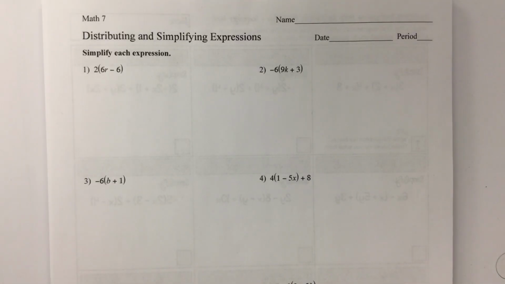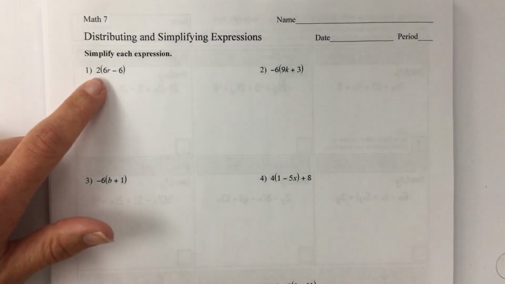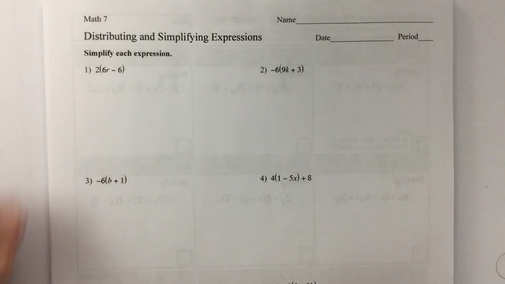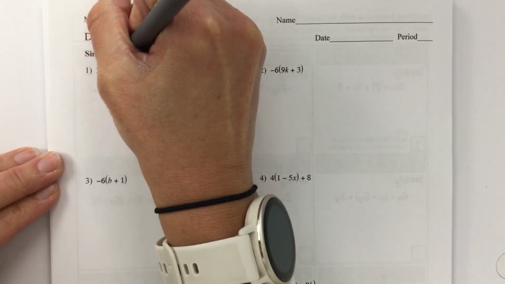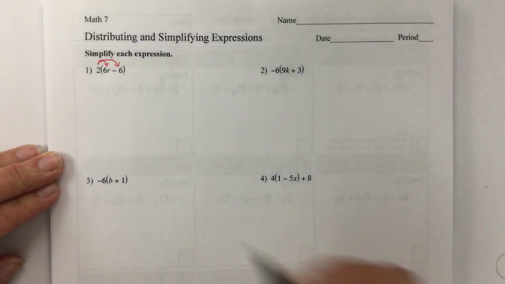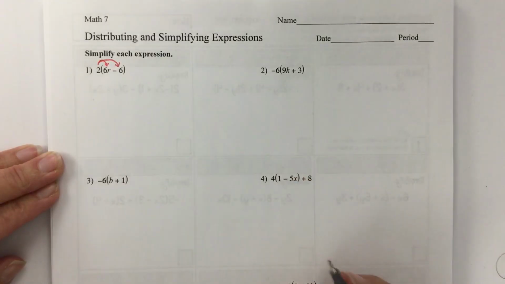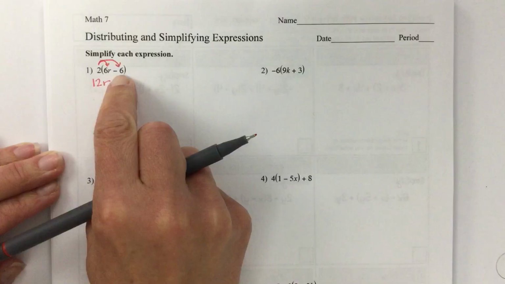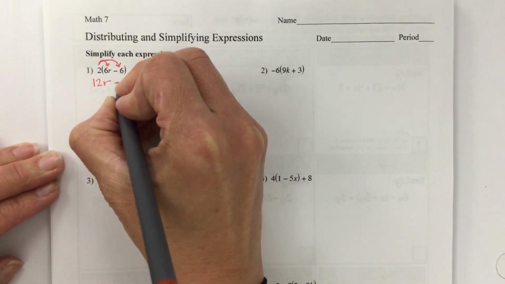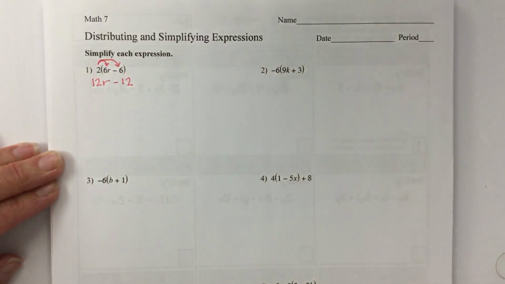Okay, so we are gonna just do a few more examples, kind of piggybacking on what we did yesterday. The first three are simple, just distributing one number outside of the parentheses. So when we do that, that's multiplication, and we are multiplying it to all the terms within the parentheses. 2 times 6r is 12r, and 2 times a negative 6 is a negative 12. And that's how you express your final answer.